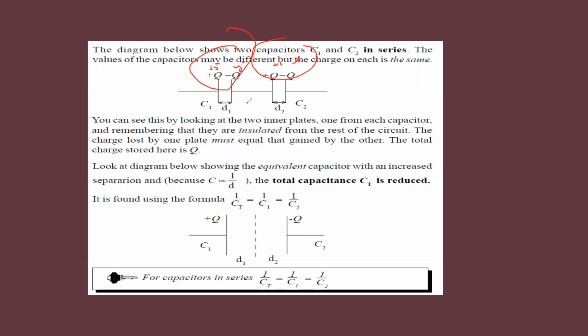But what happens is the voltage will divide. So V is equal to V1 plus V2. And Q is equal to CV. So V is equal to Q divided by C. So we can divide.